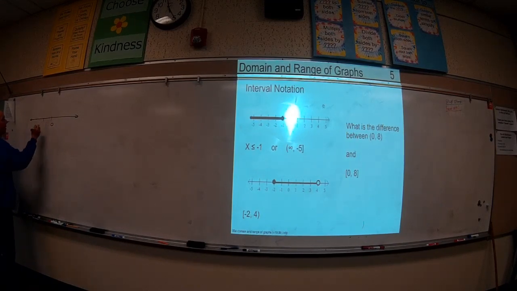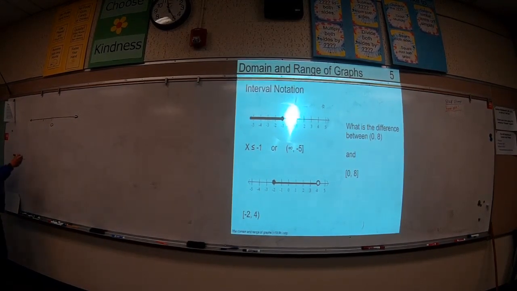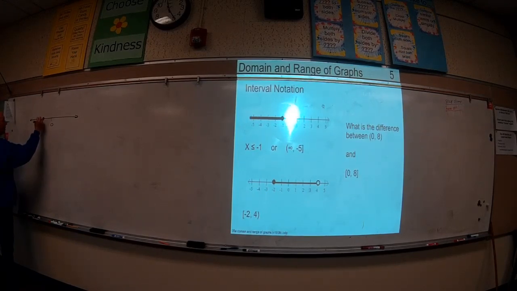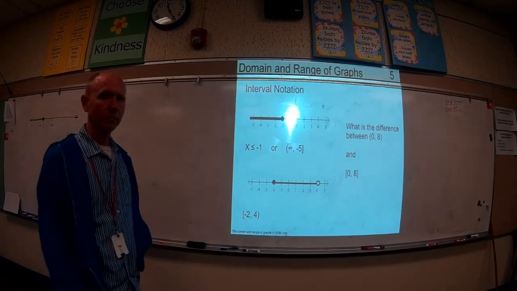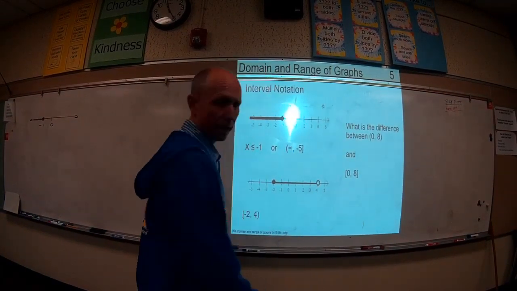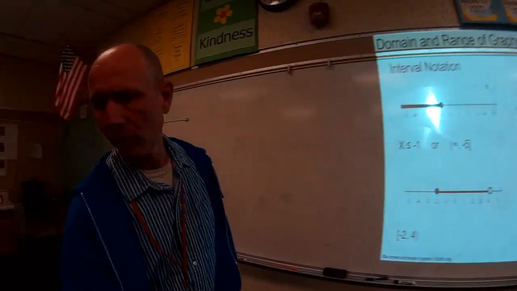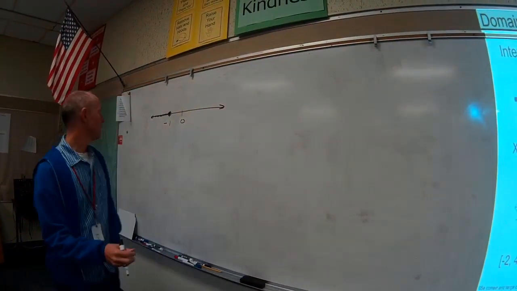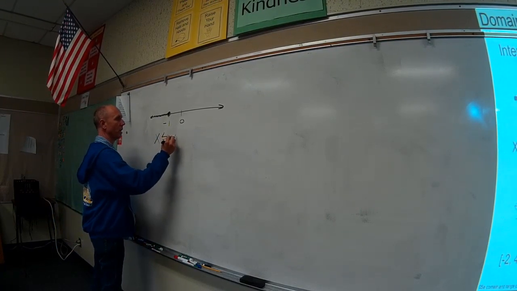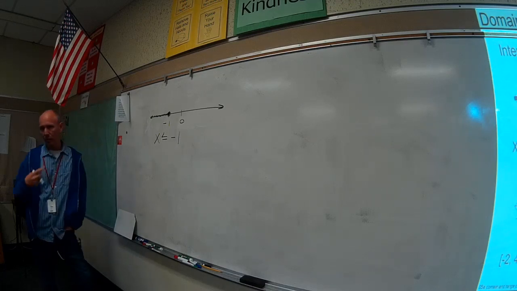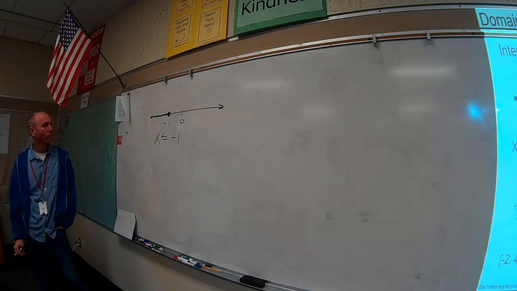If I write, you write. It's starting at negative 1. So I have this shaded number line. And we've done number lines when we did linear inequalities. This number line is saying that x is less than or equal to negative 1. That's what that number line is telling me.